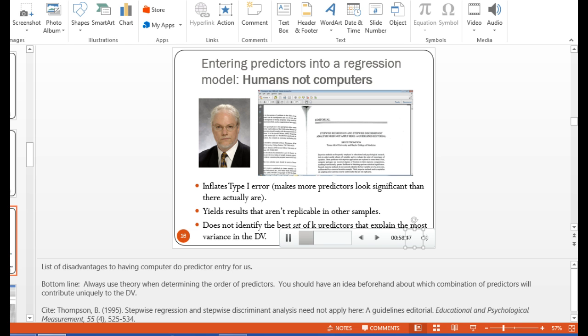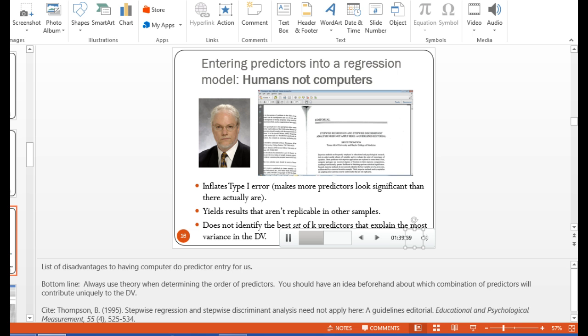Related to this concern is a second concern, and that is that partially because of the type 1 error, when we let the computer decide the order of entry, it yields results that aren't replicable in other studies. If we have the same exact study done multiple times on different samples, these computer methods won't converge across those studies. That gives us a warning sign as to the veracity of the results that we're getting from these analyses.